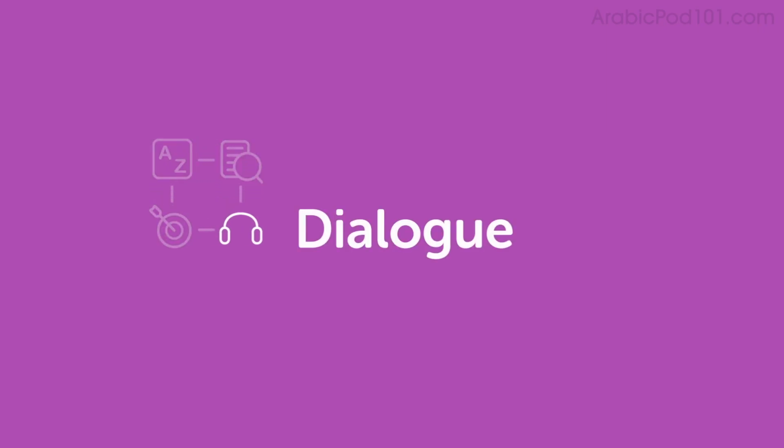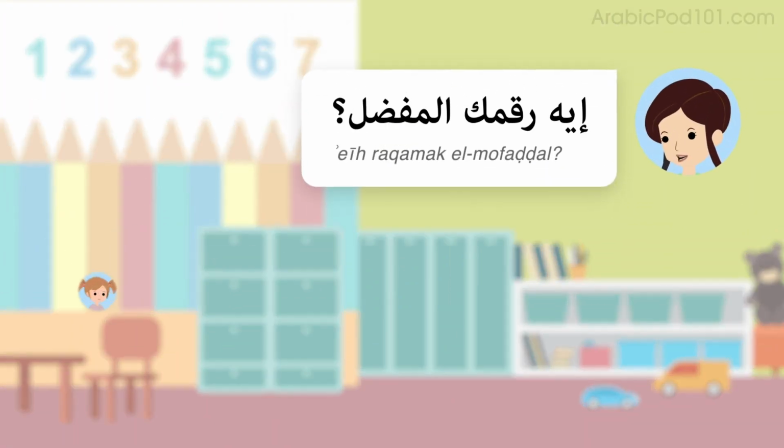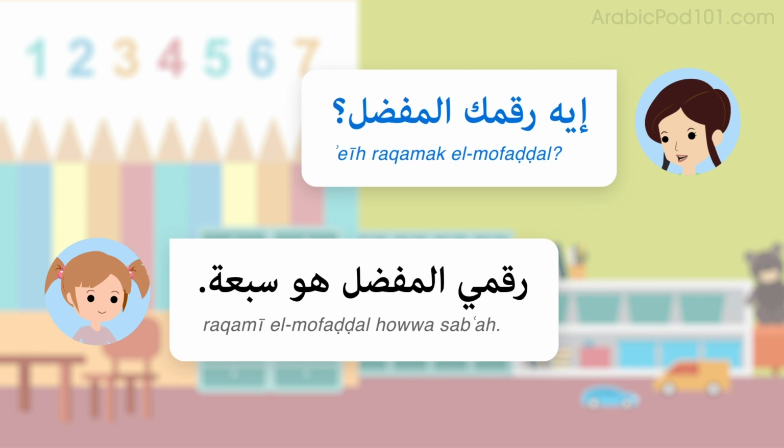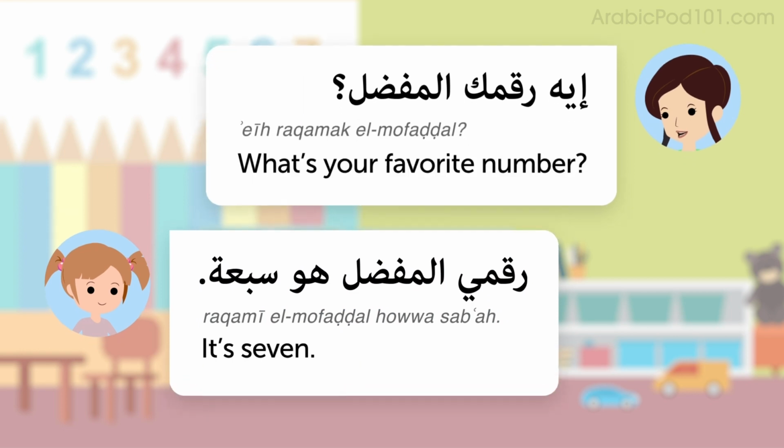Now, let's take a look at some conversational phrases. Listen to the dialogue. إيه رقمك المفضل؟ رقمي المفضل هو 7. Once more with the English translation. إيه رقمك المفضل؟ What's your favorite number? رقمي المفضل هو 7. It's 7.